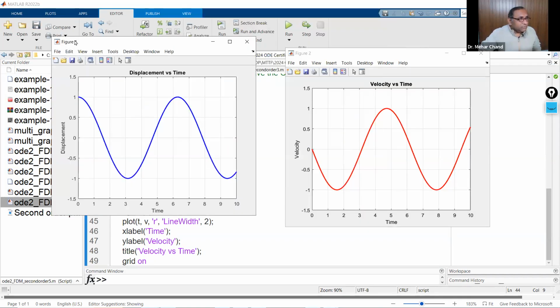we have two graphs. The first graph is displacement versus time. On the horizontal axis we have the time, and on the vertical we have displacement. And in the second one, on the horizontal axis we have time, and on the vertical we have velocity. So here is velocity versus time.